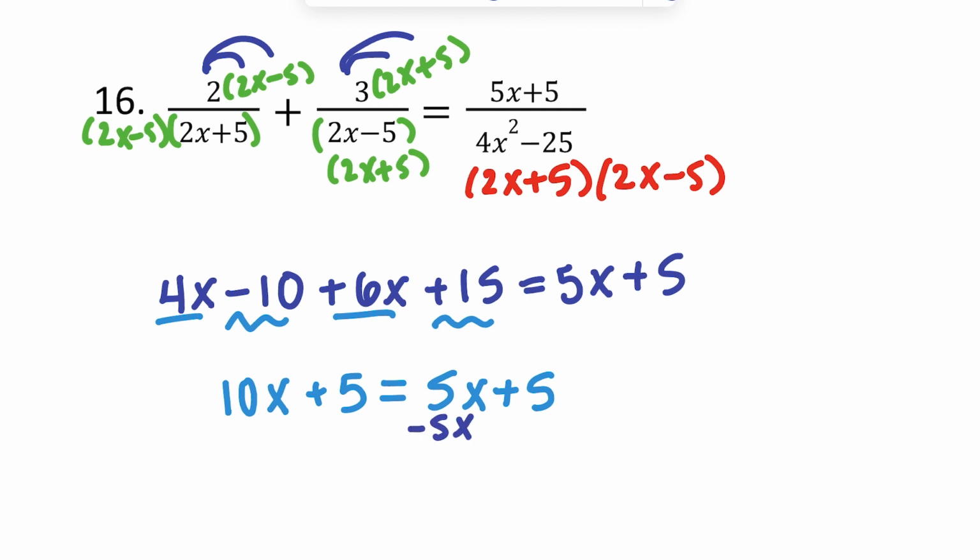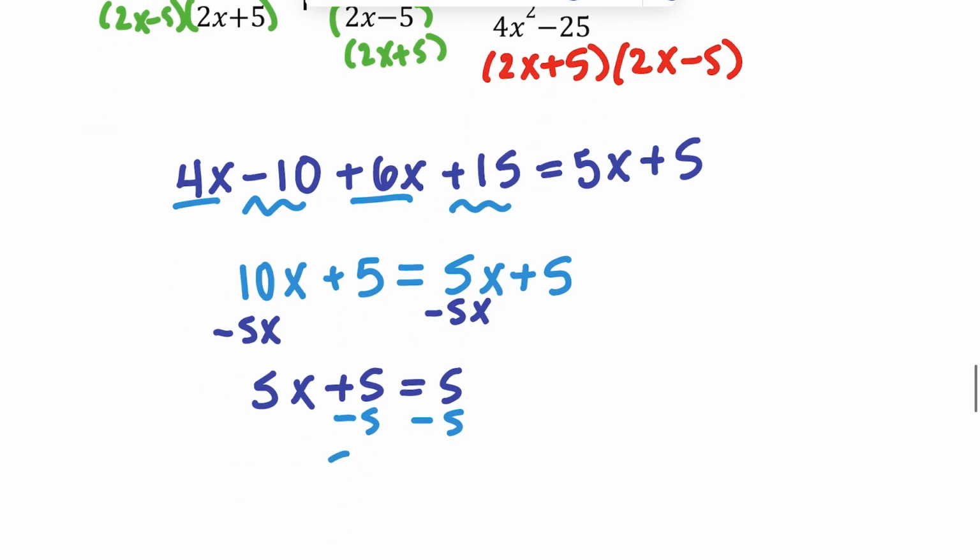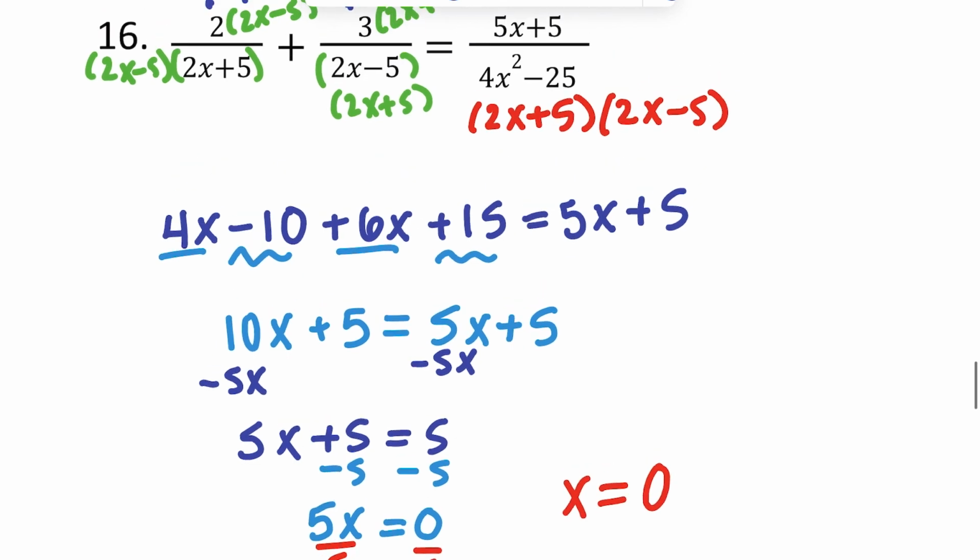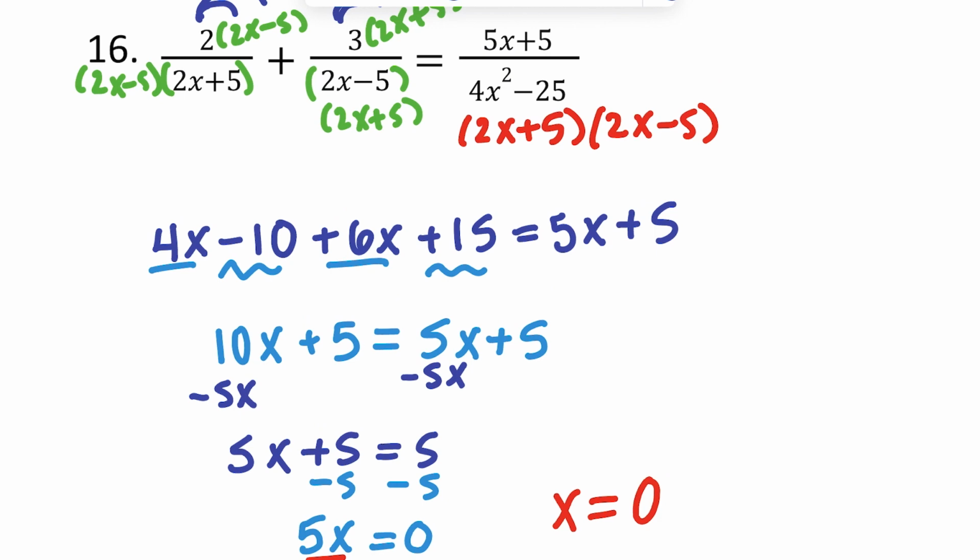Now I'm going to get the x's to one side and the numbers to the other. So I'll subtract 5x from both sides. And I get 5x plus 5 equals 5. Then I'll subtract 5 from both sides. And I get 5x equals 0. Finally, divide both sides by 5 and we get x equals 0. Last step is to check, is this an excluded value? Well, the only excluded values we'd have are 5 halves and negative 5 halves. So 0 is a good answer. And there you go.